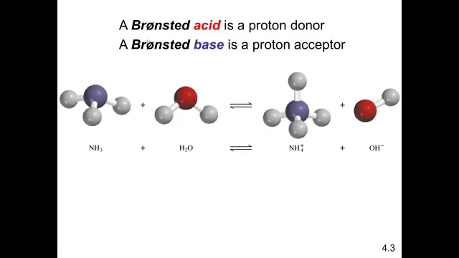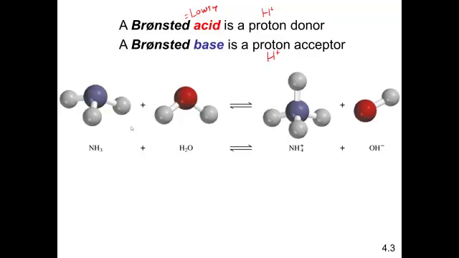Alright, the other definition, which is more standard now, is the Bronsted, and usually it's called the Bronsted-Lowry definition, in contradistinction to the Arrhenius definition. So a Bronsted acid is simply a proton donor. What is a proton? It is an H+. Okay? What is a Bronsted base? It is a proton acceptor.